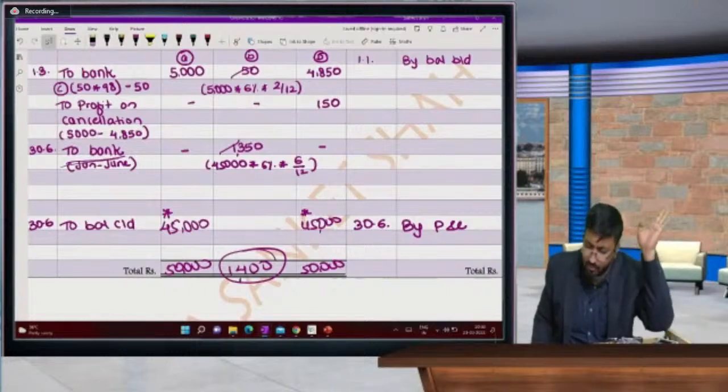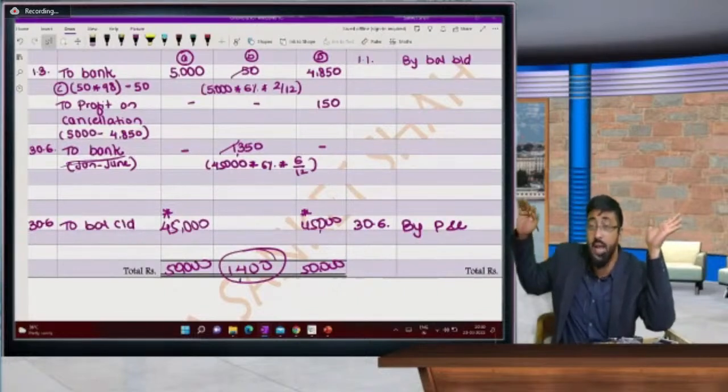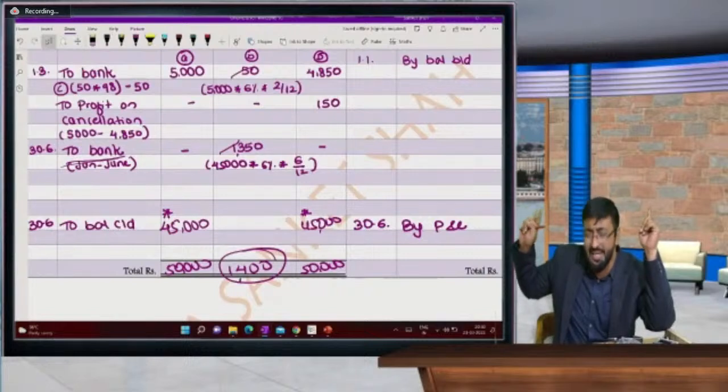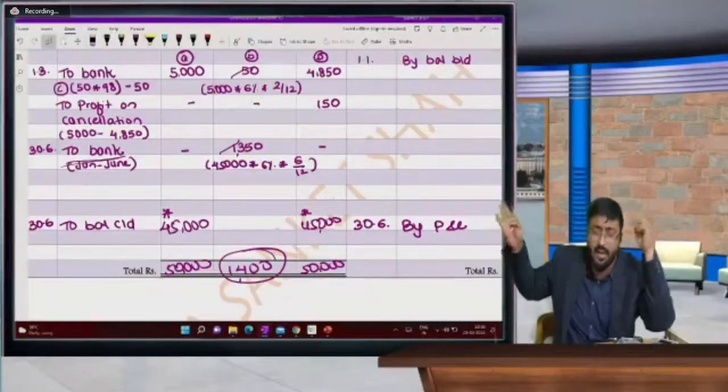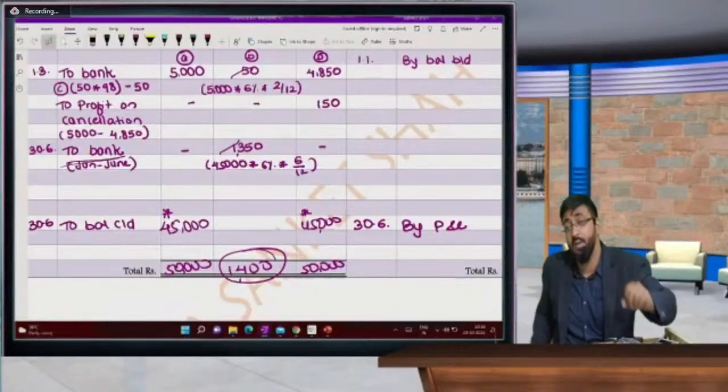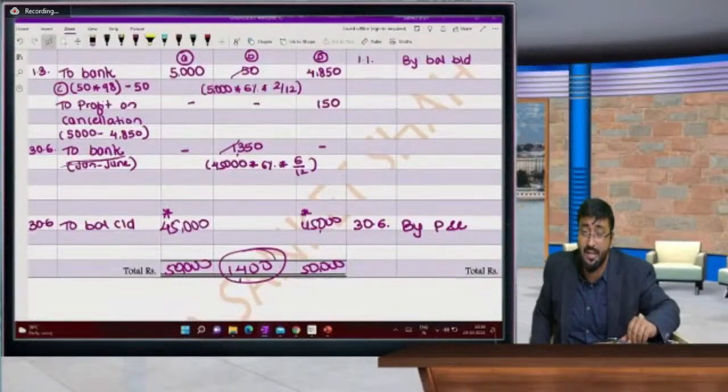Debentures credit balance, by balance brought down 50 lakhs, 50 lakhs. Then day wise, that is March 1, ABCD sequence. A is face value, B is interest, C is inner column, and D you are going to write in the outer column. Immediately you will record to profit on cancellation by taking the difference between face value and your ex-interest amount. That is the cost amount. So to profit on cancellation. To balance carried down, you are going to write it. So beta, it's a very easy concept. By balance brought down, then to bank, then to profit on cancellation.